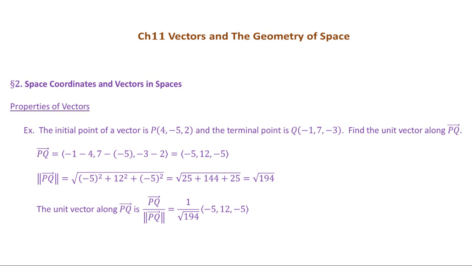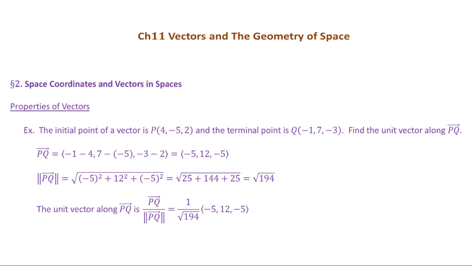Suppose there's a vector PQ where P has the coordinates 4, -5, 2, and Q, the terminal point, has coordinates -1, 7, and -3. So P is the initial point and Q is the terminal point. So let's find the unit vector in the direction of PQ. Okay, so this problem can be done in 2 steps. First, we can find the vector PQ. We just find the unit vector by dividing vector PQ by the length of PQ, right?